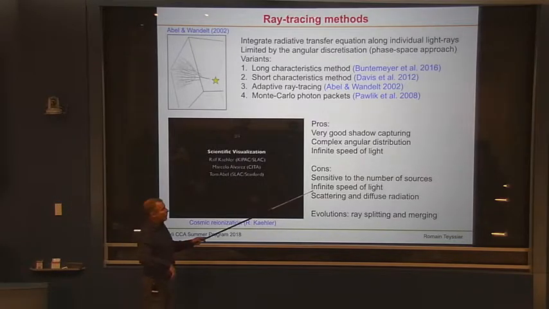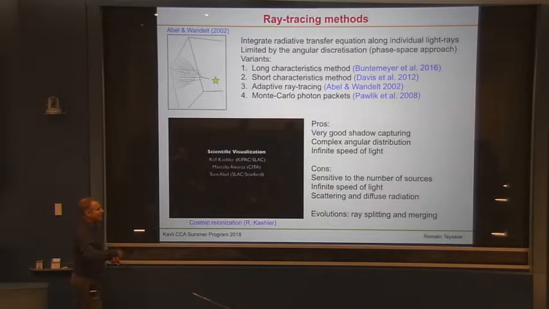I think it's also a problem, right? Because in some cases, I will show you, infinite speed of light is not a good idea, because the speed of light is finite. It's very large, okay, but it's not infinite.